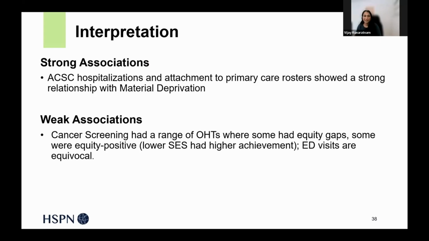Just some final thoughts here. What we found with these SII and RII analyses was that ACSC hospitalization and attachment to primary care rostering do show a strong relationship with material deprivation. And then we found weak association in cancer screening, which did have a range of OHTs where you could see some OHTs did have some equity gaps. Some were even equity positive, right? So lower SES actually had higher achievement in some of these cancer screening outcomes. And then we found that ED visits were equivocal. That's everything for me.